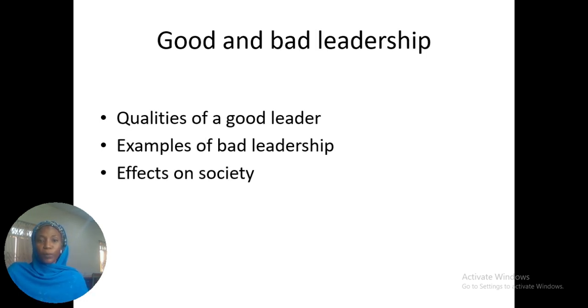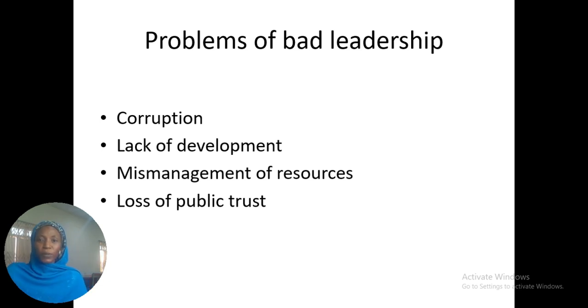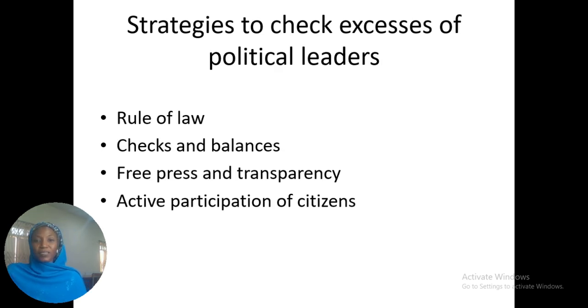Then we have good and bad leadership. There are qualities that differentiate a good leader from a bad leader. The quality of a good leader is that they are always trustworthy. They give listening ears to their people. Whereas examples of bad leadership, a bad leader is corrupt, and they also have negative effects on the society. Then we have the problems of bad leadership. The first problem is corruption. This is the first feature you find in a leader that is bad. He is corrupt. They lack development, mismanagement of resources. They lose public trust.